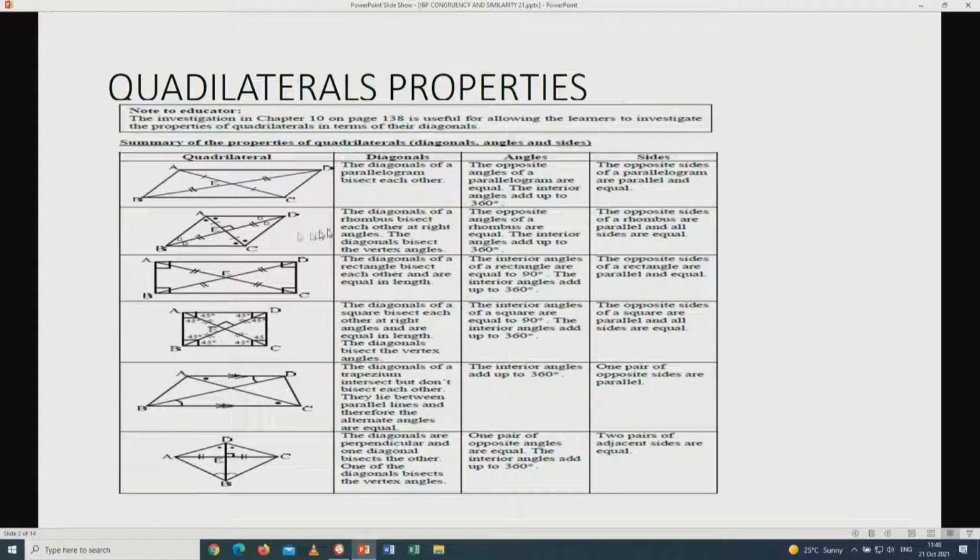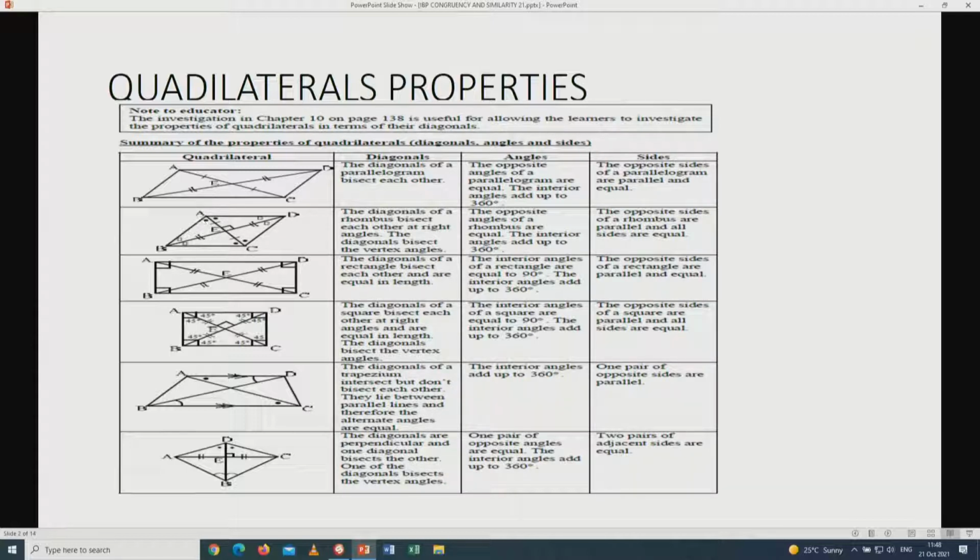Then your next one, let's see. The diagonals are still bisecting each other. These angles are also bisected. The diagonals also bisect the angles. The diagonals bisect each other. They cut each other into equal parts. These diagonals bisect those angles, they divide them into two equal parts. Same thing.